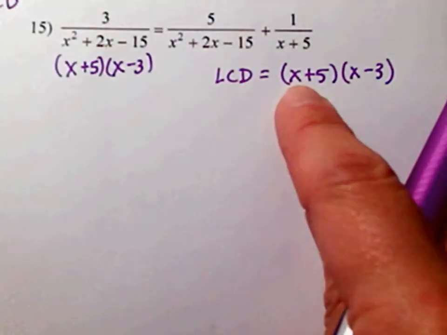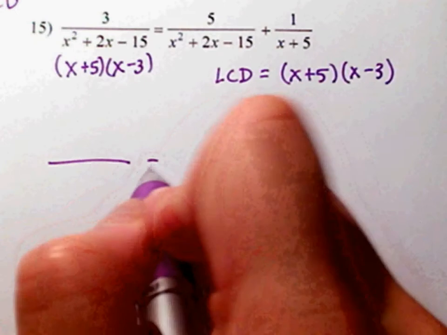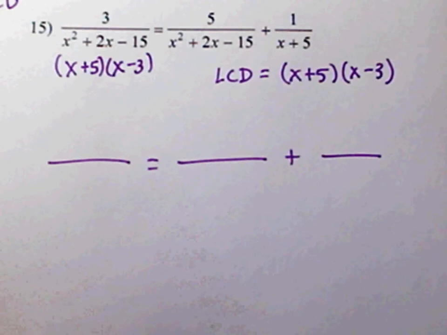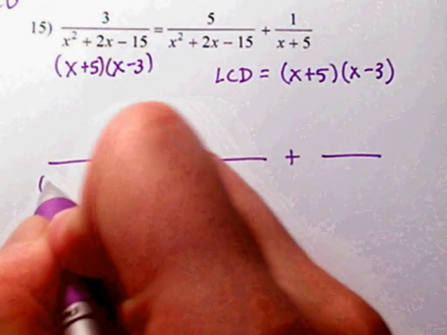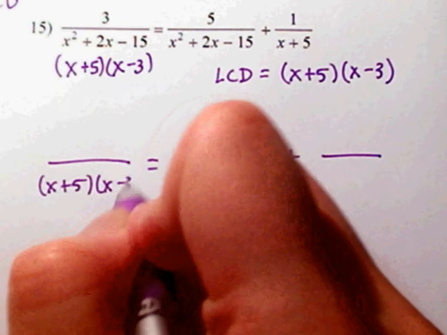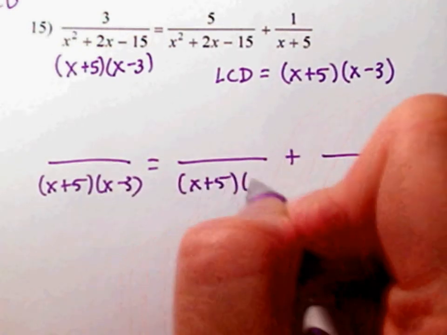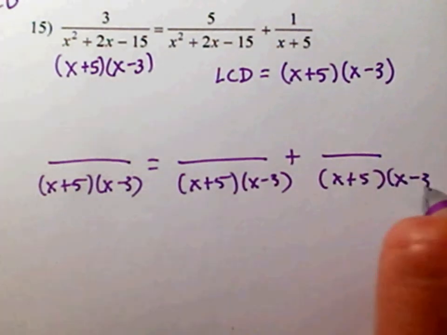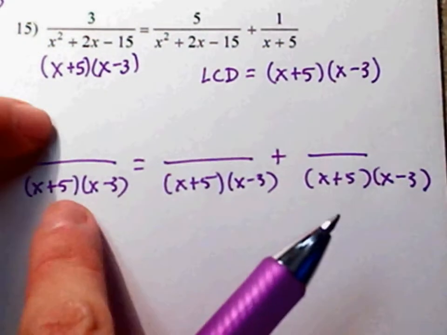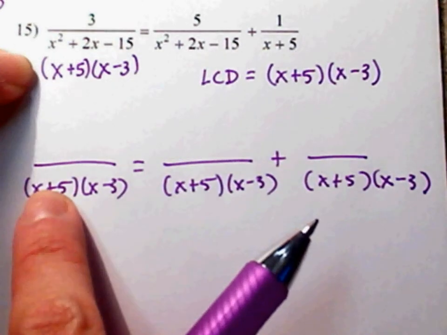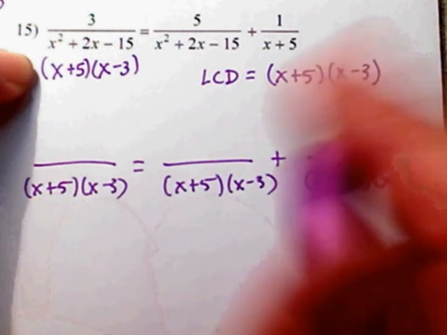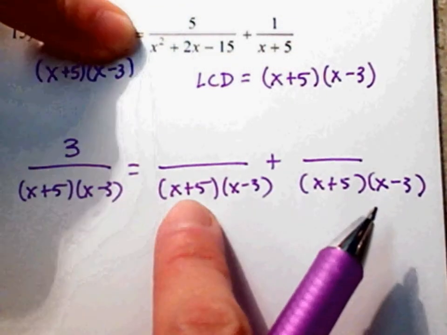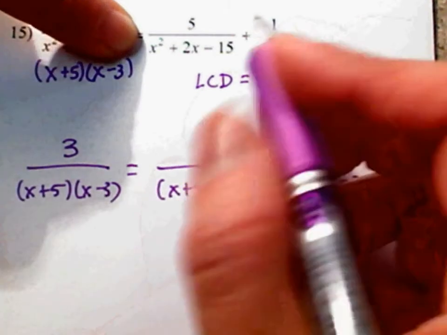So now I'm going to draw a line equals a line plus a line. Don't factor your numerator. Just factor your denominator. And I'm going to write my least common denominator for each one of these. Okay? Now, take a look. Are they exactly the same? Yes, everything has been accounted for. Bring your 3 down. Take a look at your denominator. Has everything been accounted for? Yes. Bring down your 5. Okay?